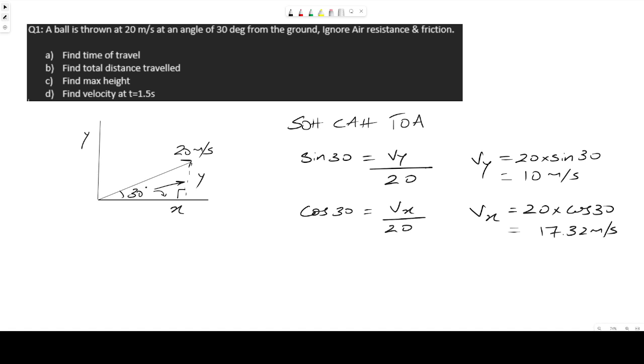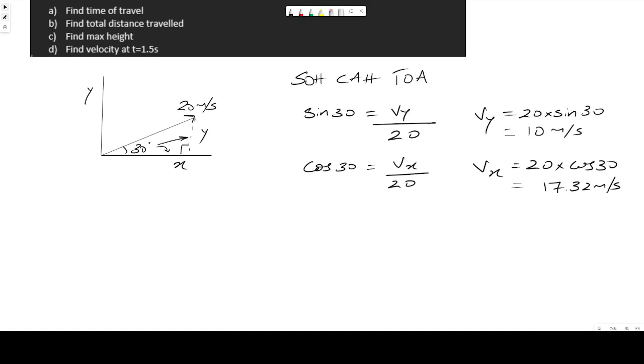Part A asks us to find the total time of travel. When I try to find the total time of travel, I like to use the vertical component. In any projectile motion, we know that the velocity in the x direction always remains constant. It never changes. The velocity in the y direction, however, does change. Here it is slowly decreasing, and at the peak my velocity in the vertical direction is equal to 0. That's one key thing we have to know, because at the peak of any projectile motion, my velocity in the y direction is 0.